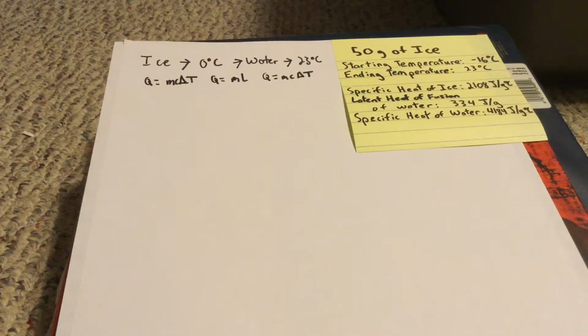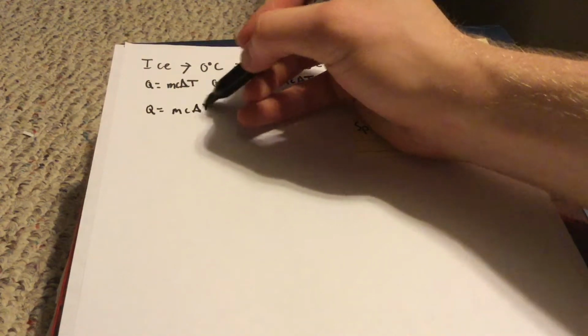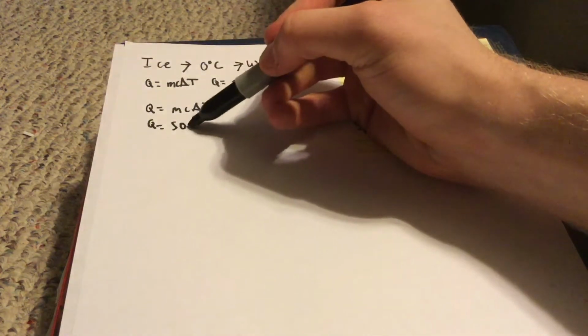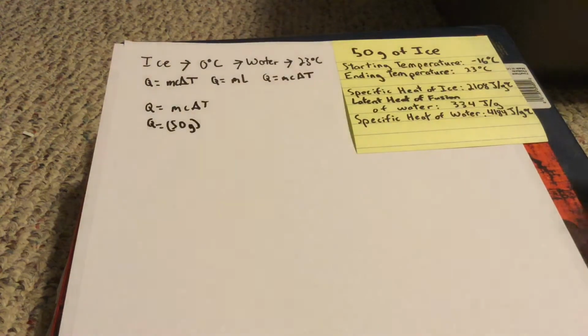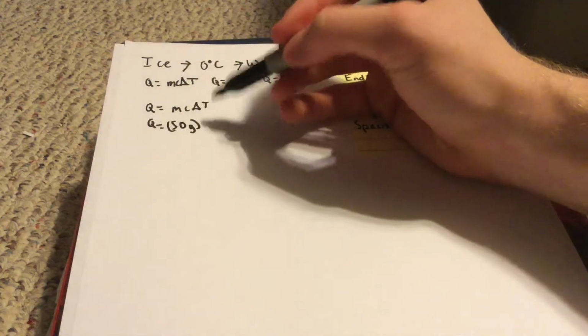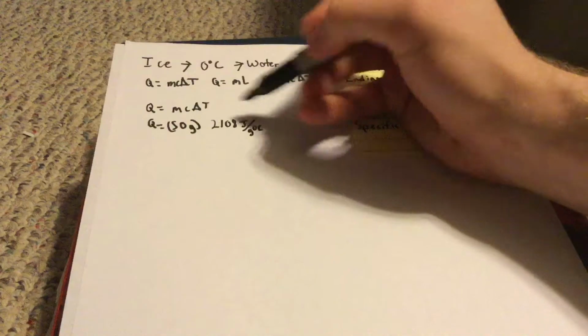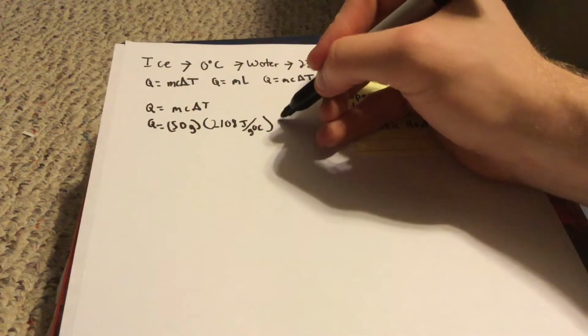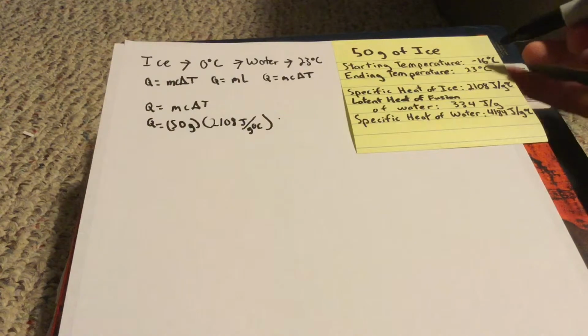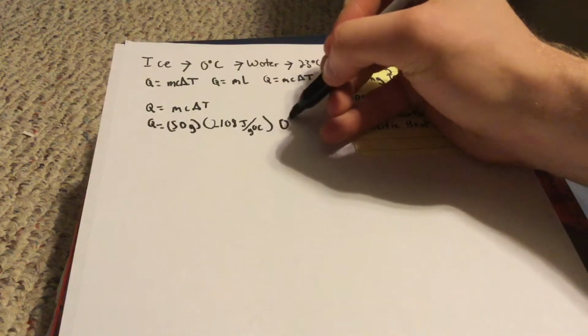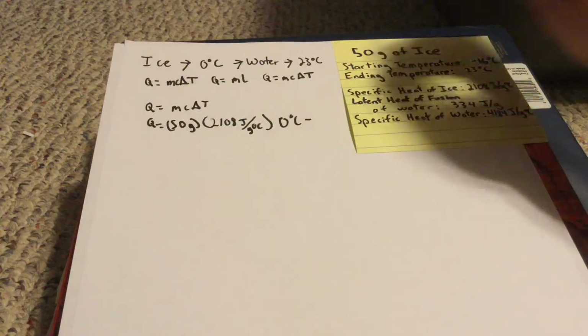Okay, so let's figure out how much heat is needed to turn the ice from negative 16 degrees Celsius to 0 degrees Celsius. We have Q equals M C delta T, where the mass is 50 grams of ice, the specific heat of ice is 2108 joules per gram degree Celsius, and the change in temperature is 0 degrees, T final, minus negative 16 degrees.